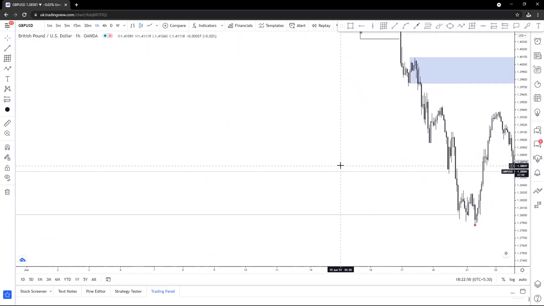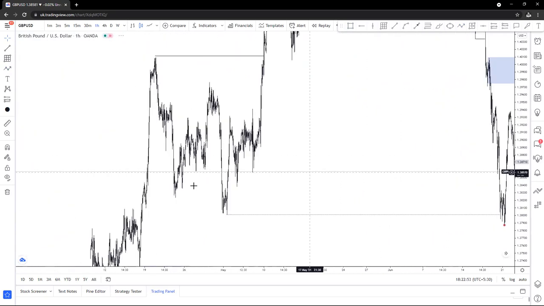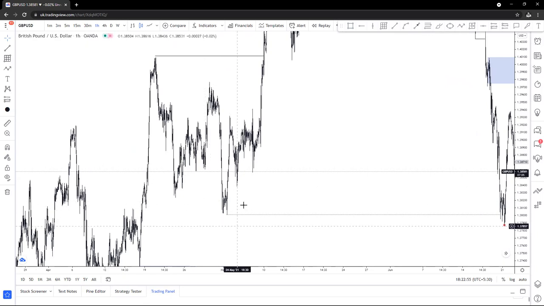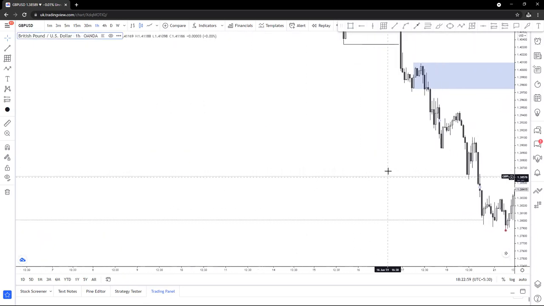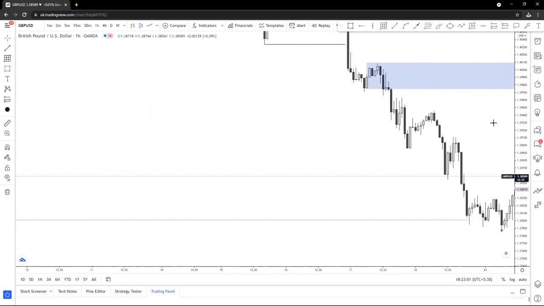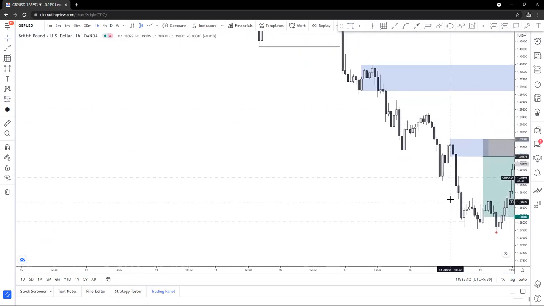But now, I know price has to pull back. The reason is because this has been taken. Now I know that, right? And you see, how many people would have looked at this thing right here? Even smart money traders would do this. They would do this thing right here.